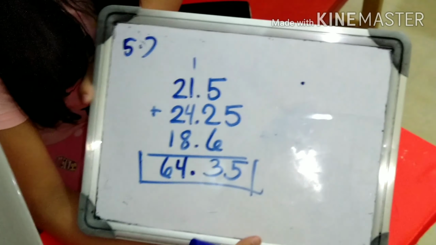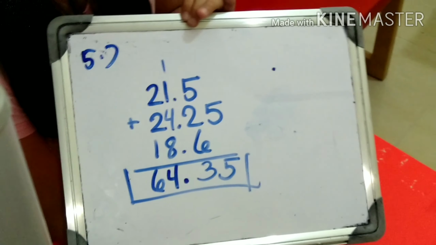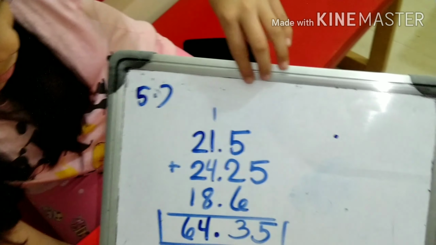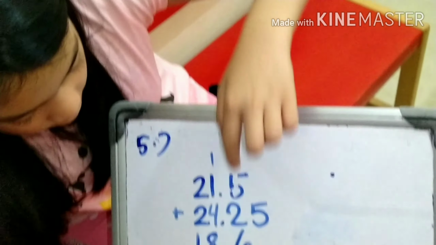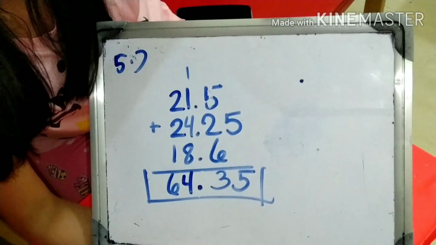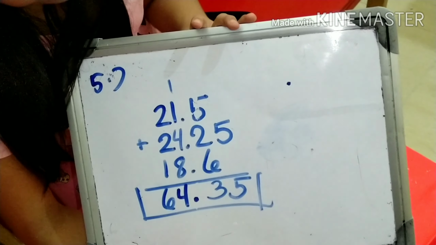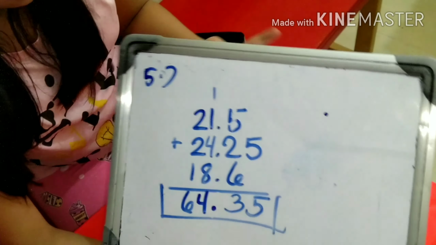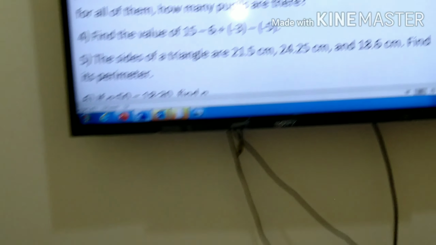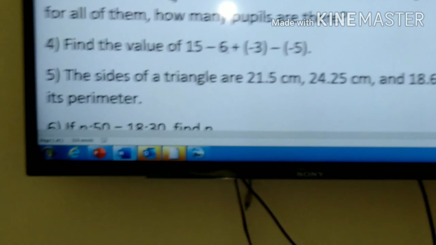Okay, so let us see your solution, Chloe. Can you explain it? I added all of them, then after that, I plotted the decimal point. Okay, so very good alignment. Okay, so what is your answer, by the way? 64.35. Okay, very good. Okay, so last question for today's review.